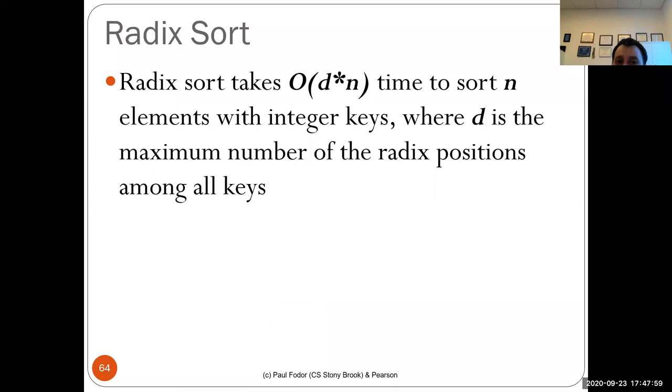So radix sort basically takes D, which is the radix, the maximum number of digits, multiplied with n, because you do two copies. In every case, you copy the n elements into the buckets, and you copy the n elements back into the original array. So basically, radix sort would take D multiplied with n to sort n integers with keys of maximum radix.